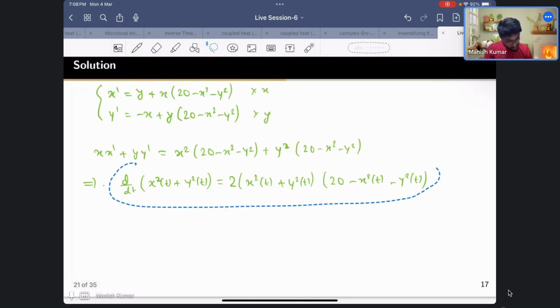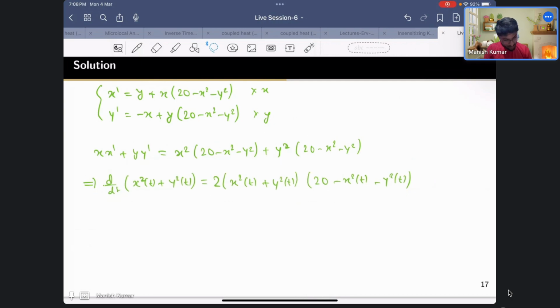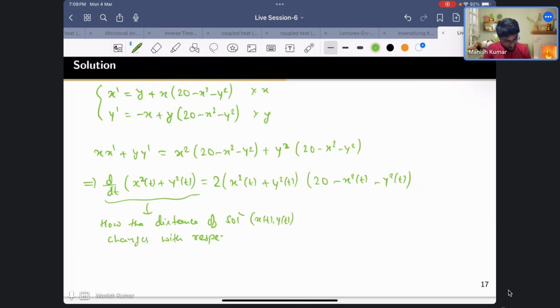Okay, now if you look at this expression, this d/dt represents how the distance of the solution (x(t), y(t)) changes with respect to time. Okay, this is what it tells you, right? So if you look at this right hand side, you see this is always greater than or equal to 0.